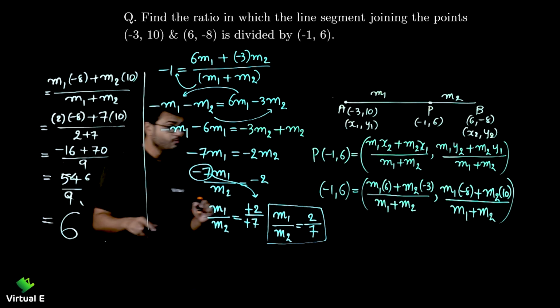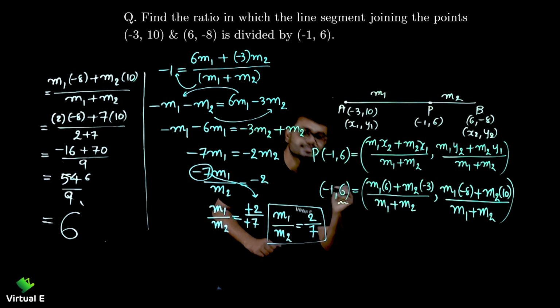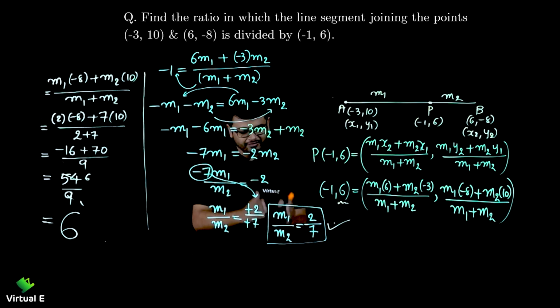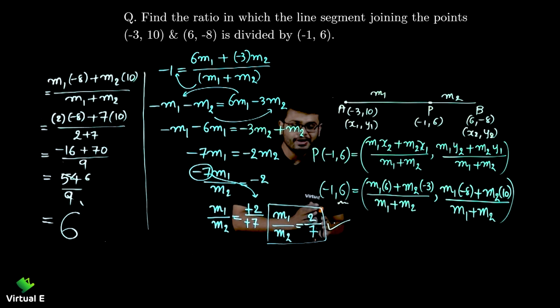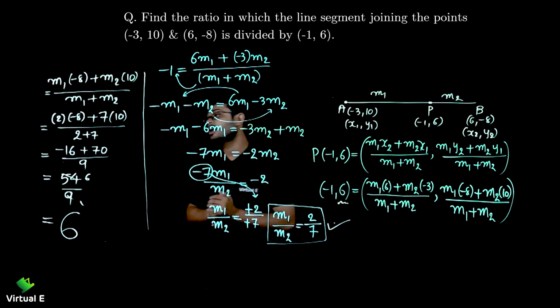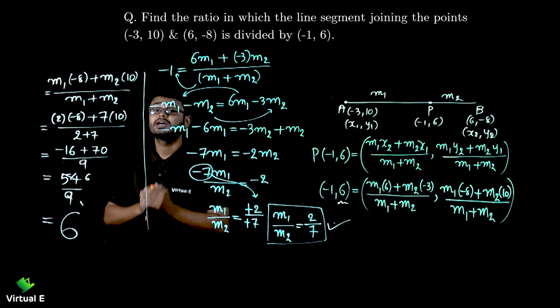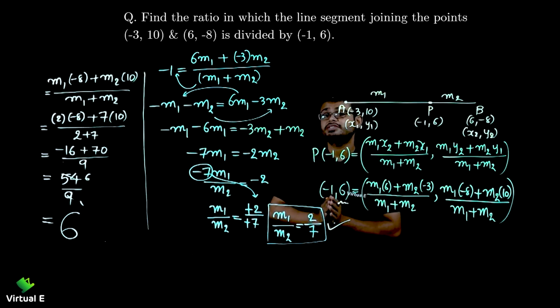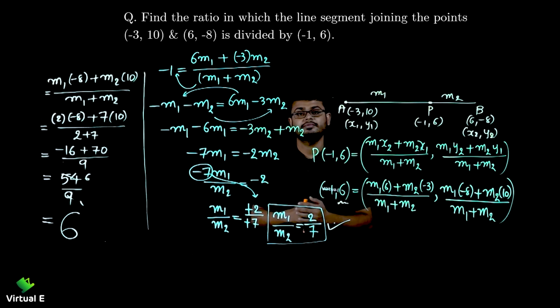6. And see what is my y coordinate over here? 6. So my ratio is correct. My ratio m1 by m2 is equal to 2 by 7 is correct. So this is how we solve this sum related finding the ratio when all 3 points are given. Let's do the next sum.